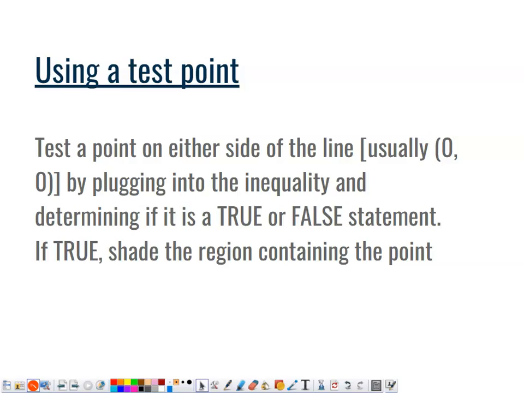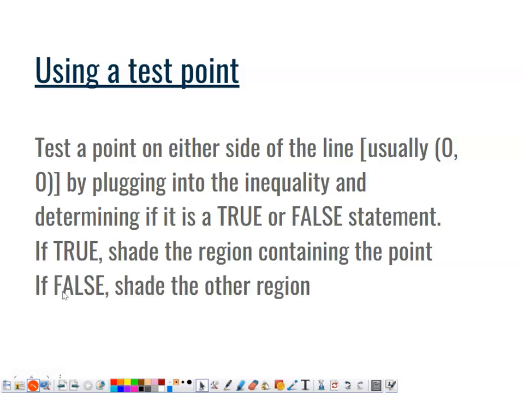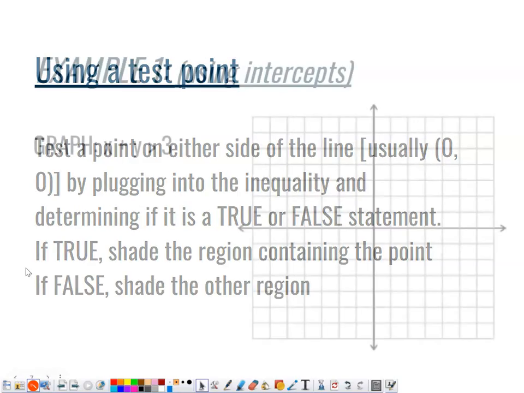If you get a true statement, you know that the ordered pair is part of the solution, so we're going to shade that side. If you end up with a false statement, we know that it is not part of the answer, so that means that the other side of the line must be shaded. So let's go ahead and do it. So if false, shade the other region.